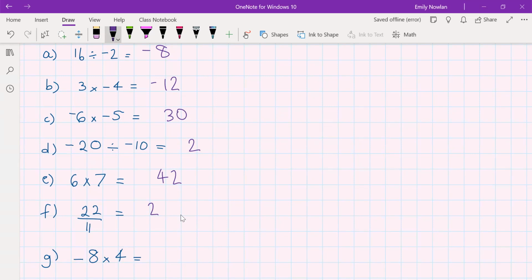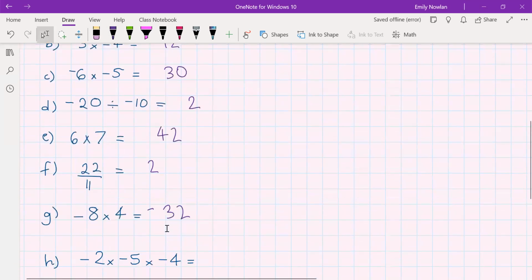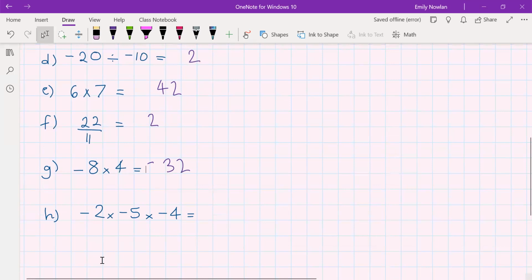So we are timesing. 8 4s are 32, and because one of them is a negative, it's -32. Now, I didn't give you a chance to do this one, so have a look now. Have a think. Pause the screen if you need to think about this one, and give it a go.